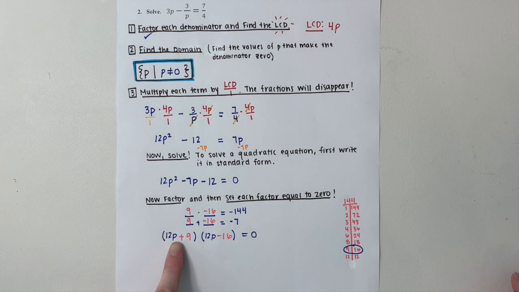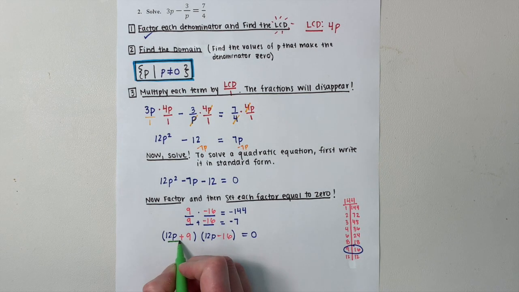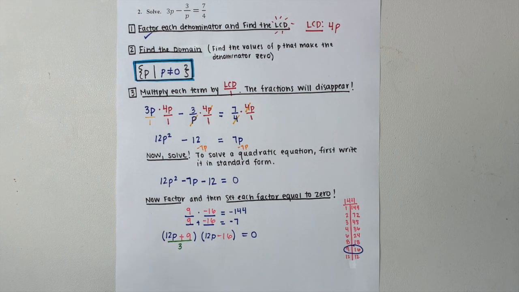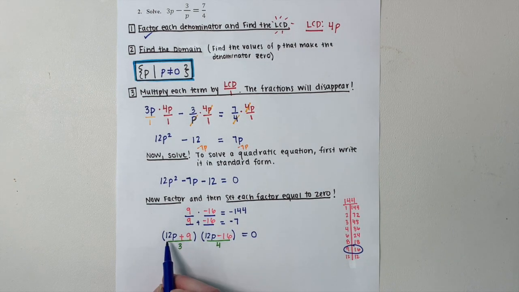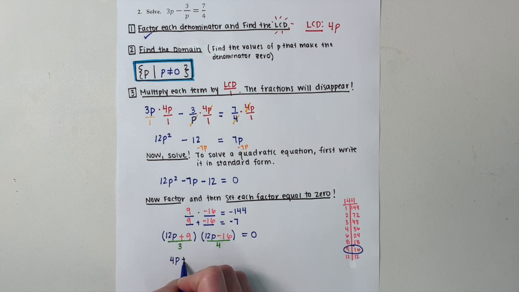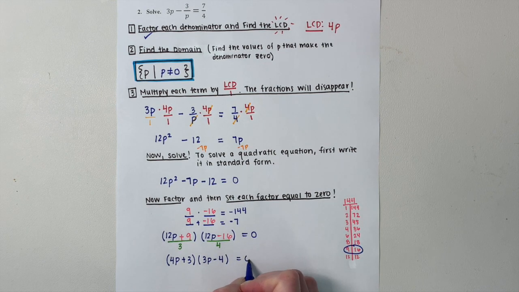We have to now examine each parenthesis and divide by that parenthesis's GCF. The GCF between 12p and 9 is 3, so we're going to divide by 3. And the GCF between 12p and 16 is 4, so we're going to divide by 4. Let's see, if we divide each term here by 3, that will give us 4p plus 3. And if we divide each term here by 4, that will give us 3p minus 4. And then we'll bring down our equal 0.